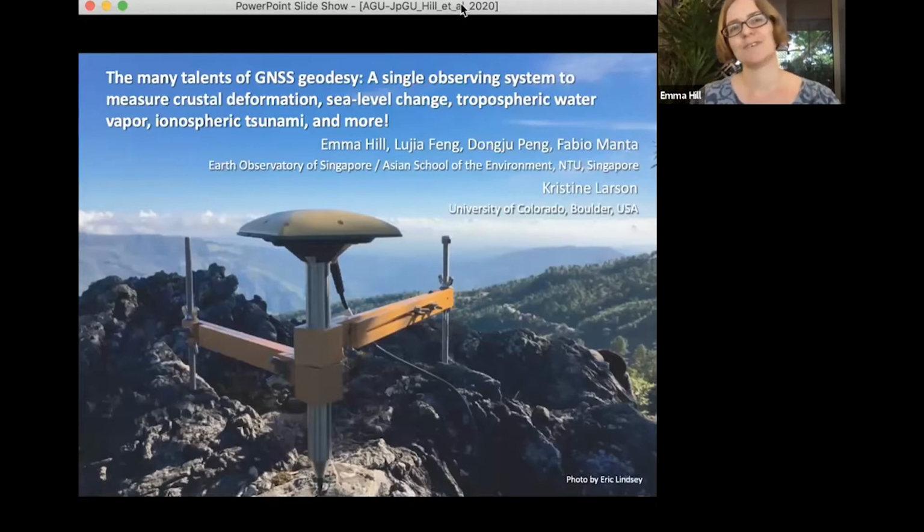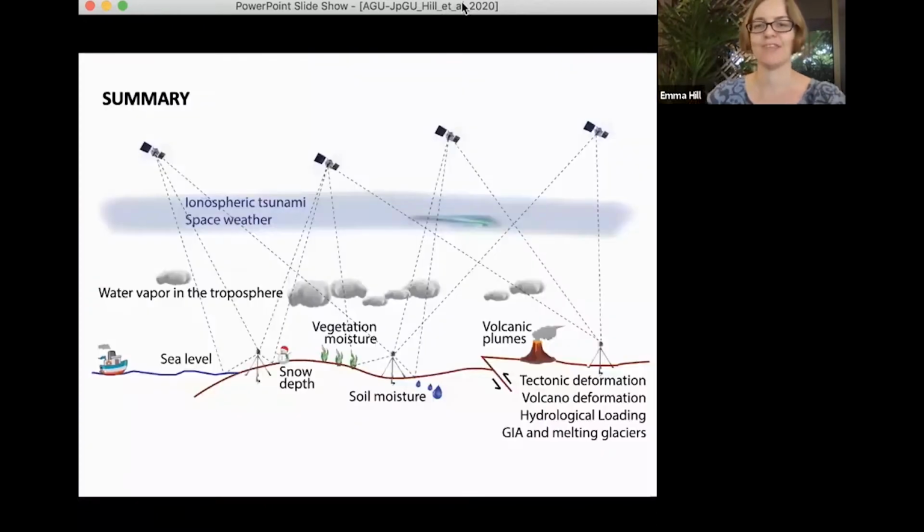And we think of it as a positioning system, but I want to introduce to you the idea that we can actually use the system to observe many different components of the Earth system. So what I mean is we can do the traditional positioning to observe tectonic deformation, earthquakes, volcano deformation, hydrological loading, where the Earth's crust is pushed down by the weight of water, subsidence due to groundwater extraction, and so on. But we can also observe processes in the Earth's atmosphere, and we can observe other things like sea level change, changes in the depth of snow, vegetation moisture content, and soil moisture content.